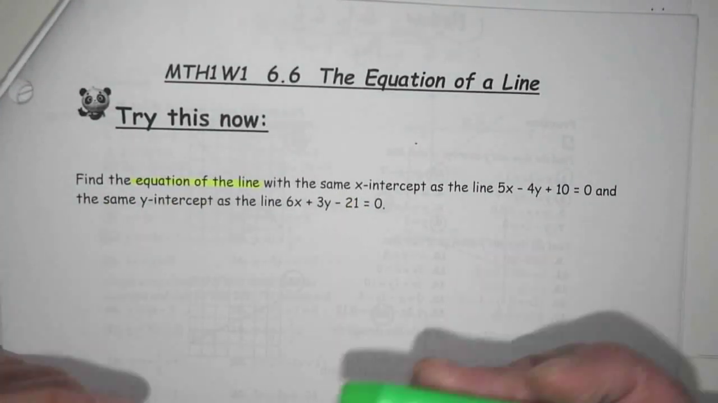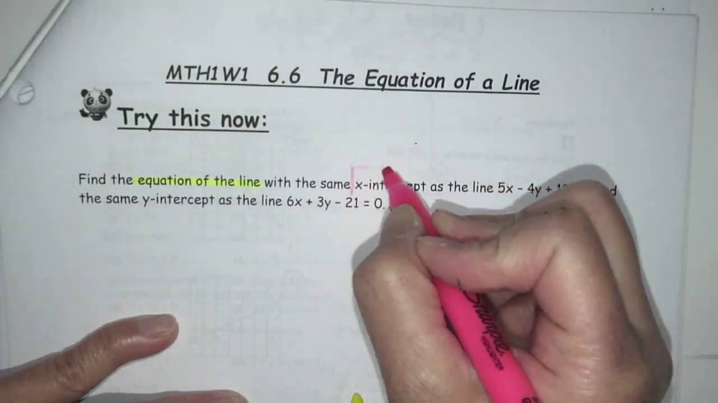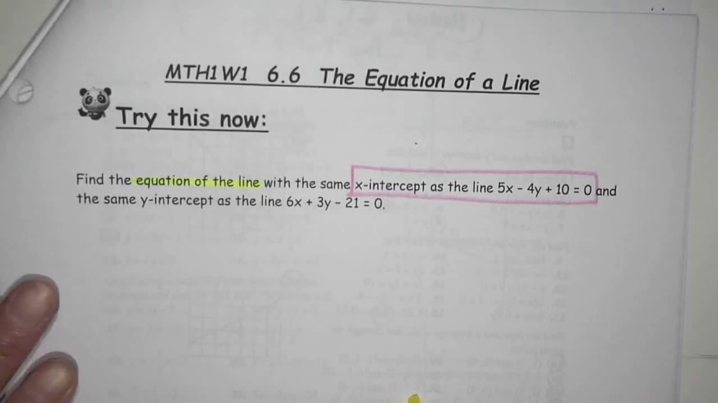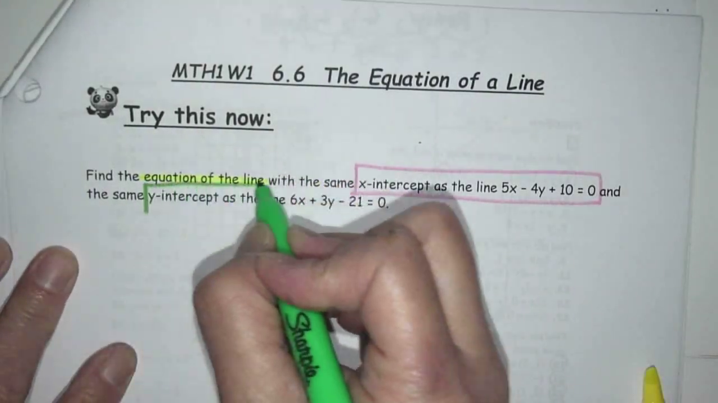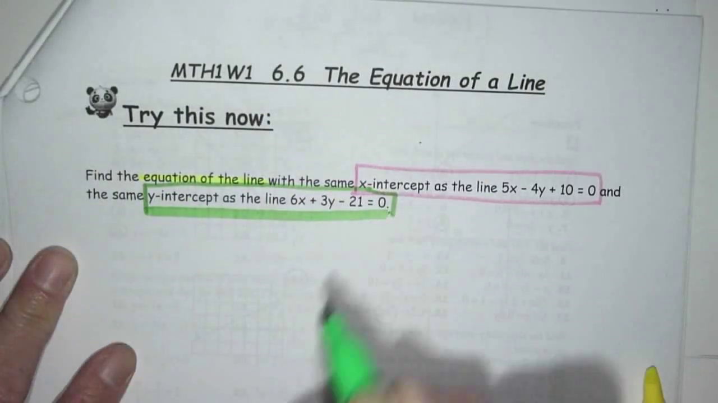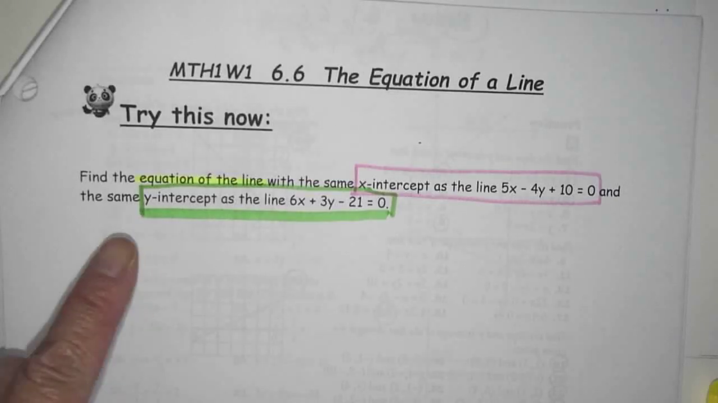So these are two clues. The first clue here is that it's the same x-intercept as this line. So that's one clue. Put those together. The second clue says the same y-intercept as this line. So this is a separate clue. So these are two separate ones. I'm going to separate these out here.